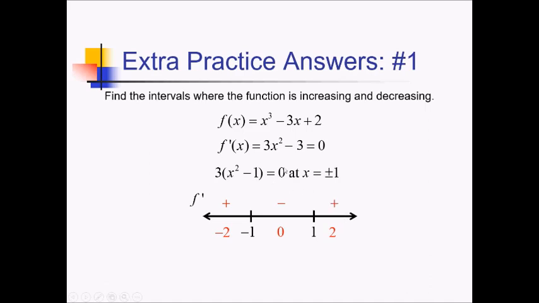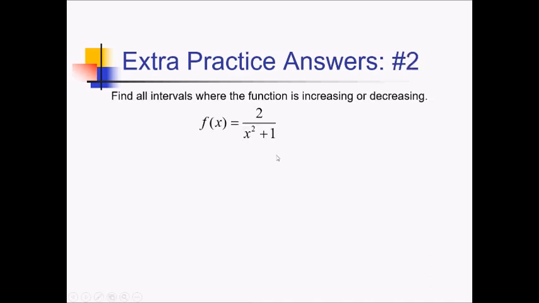Since f prime is positive in the first and third intervals, that means that f is going to be increasing from -infinity to -1 and from 1 to +infinity. Since f prime is negative on this middle interval, that means f is decreasing from -1 to +1.